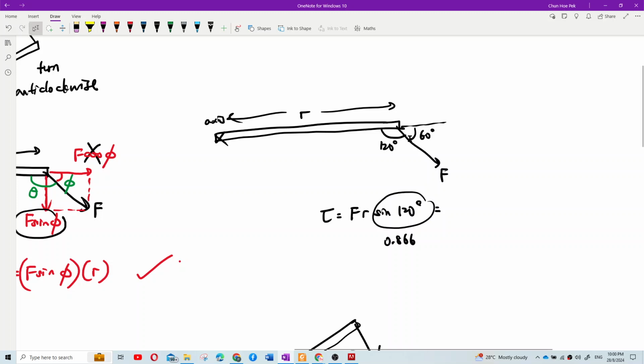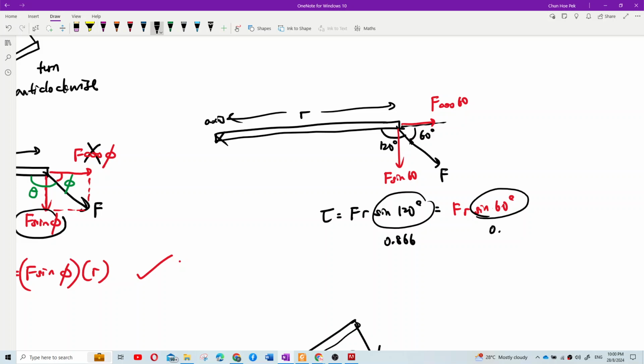Now it is also equal to, let's say I use the 60 degree. So I put this F cos 60, and this is F sin 60. Let's calculate F sin 60. What do you get for sin 60? Also the same. So it's the same as F R sin 60. Do you see that, class? This one is also equal to 0.866.